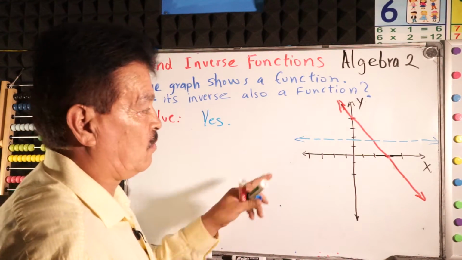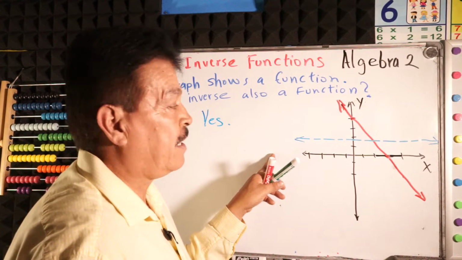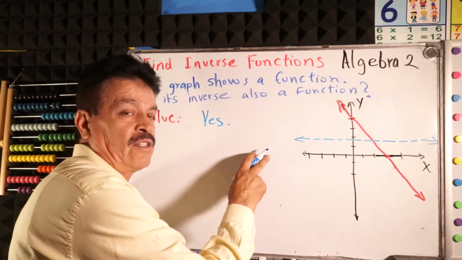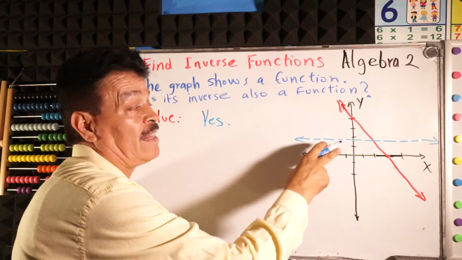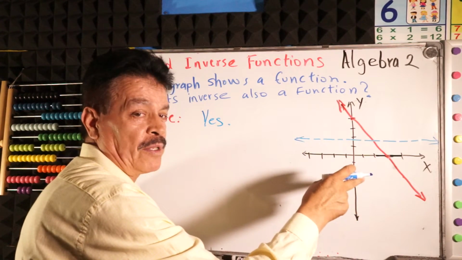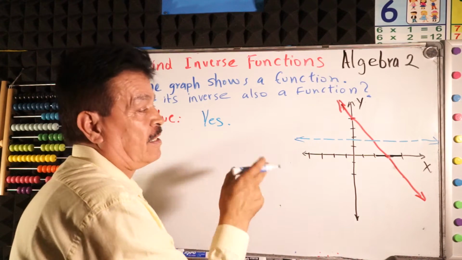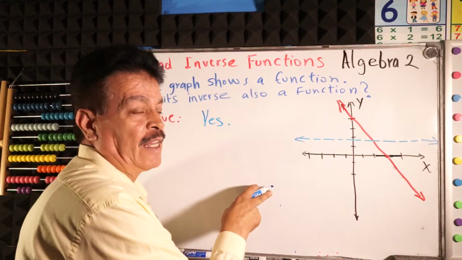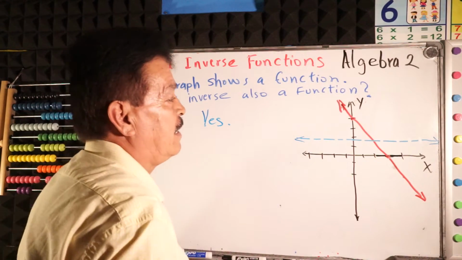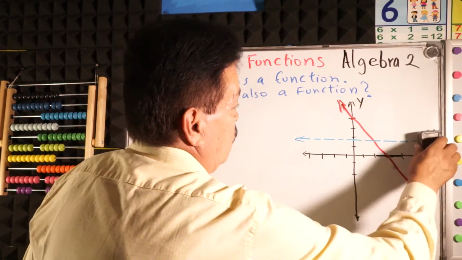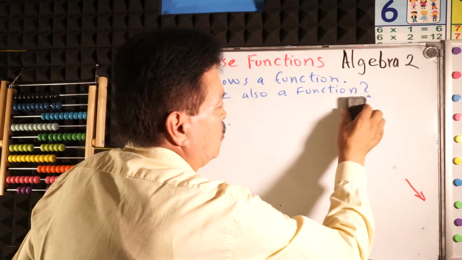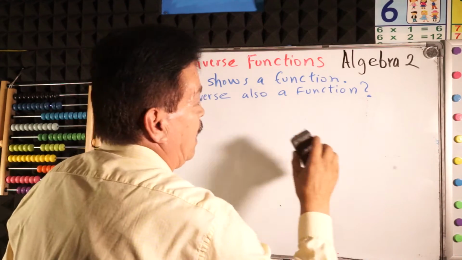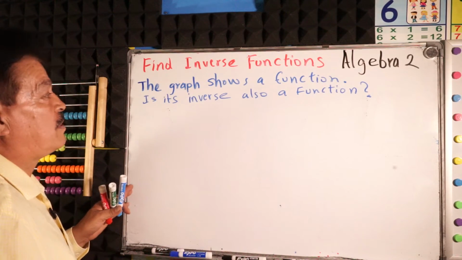Why? Because when you drop the horizontal line, it only touches 1 point, not more than 1 point, only one. So in this case the inverse is a function. Okay, let me show you another graph. This is very simple, we just need to identify these problems.